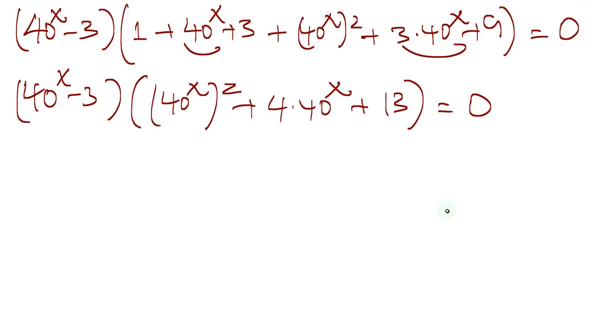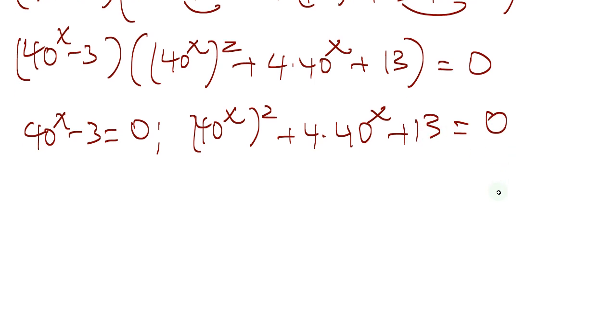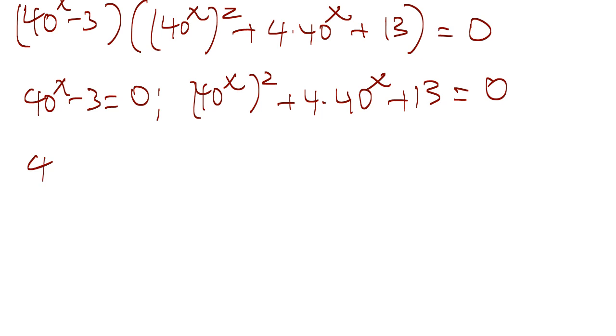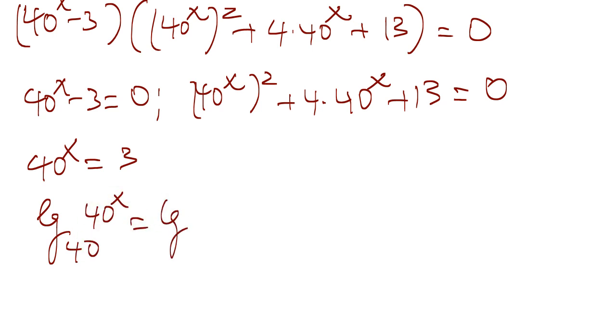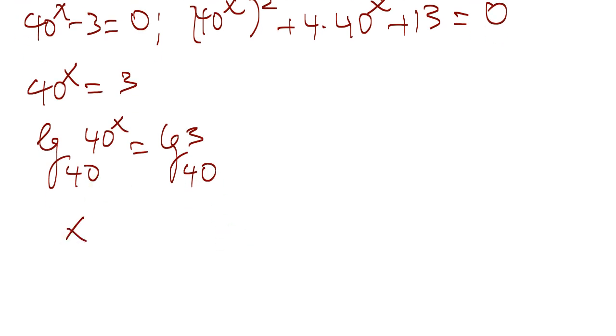Okay, so we have then that this is 40 to the x minus 3 equals 0, and then 40 to the x squared, and then plus 4 times 40 to the x, and then plus 13, and then this is 0. So from here we have that 40 to the x is equal to 3. Okay, and then applying log base 40 on both sides here, 40 to the x equals log base 40 of 3. We have then that our x1 is equal to log base 40 of 3.